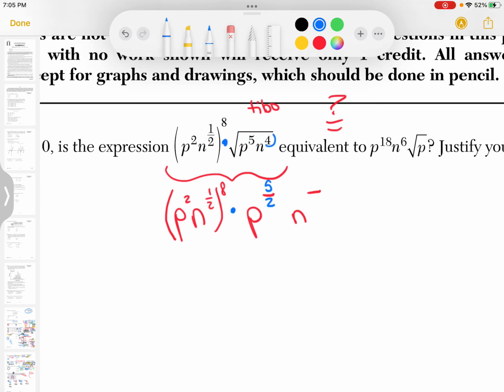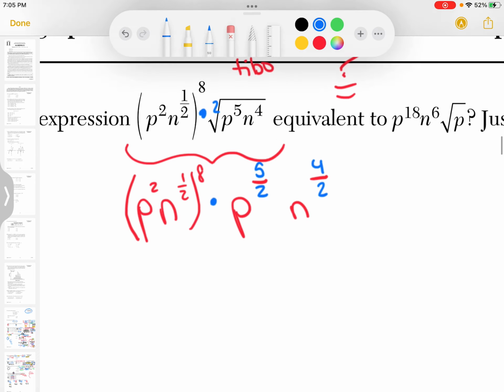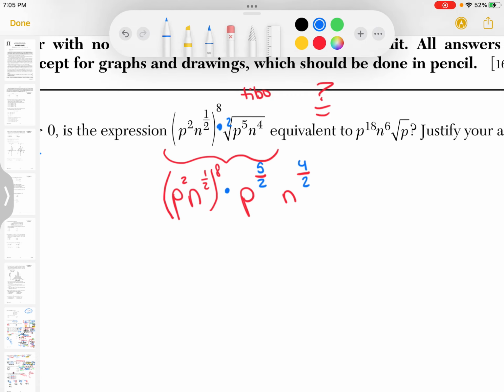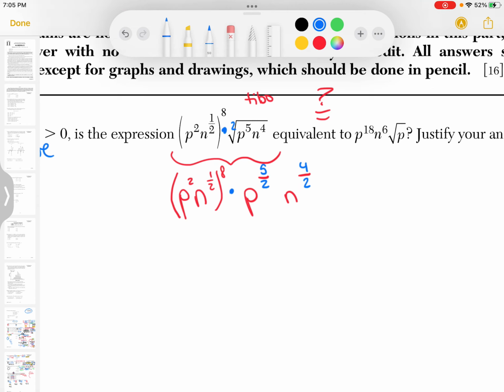Now I do that same thing with the n. The inside number is 4, so it's going to be 4 over the outside number, which is still a 2. So now that I've simplified that, I am multiplying this by this. Now, I know that when I use my exponent rules, multiplication means I have to add my exponents.